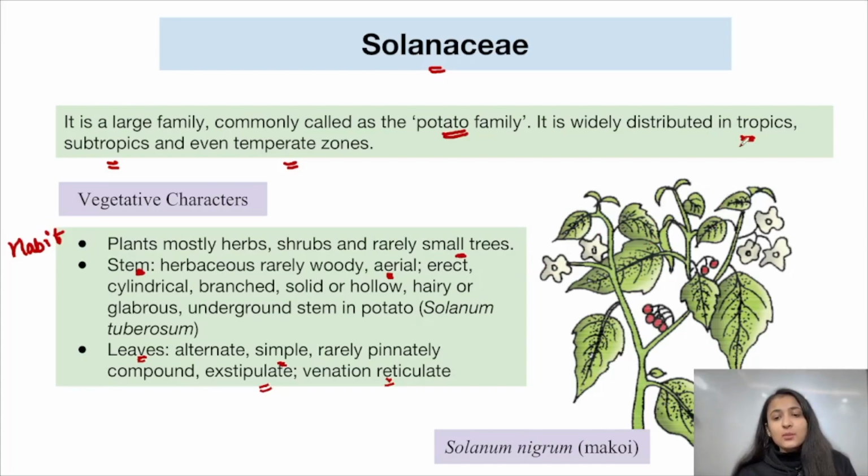So this is the diagram of Solanum nigrum, which is also known as makoy commonly. So this is how it looks like. So if you will match, all of the characters could be seen here. The stem is aerial, it is cylindrical. The leaves have reticulate venation. And the stem is green. It is not woody. It is herbaceous. The leaves are present alternately, one present here, then one present here and so on. They are simple leaves.